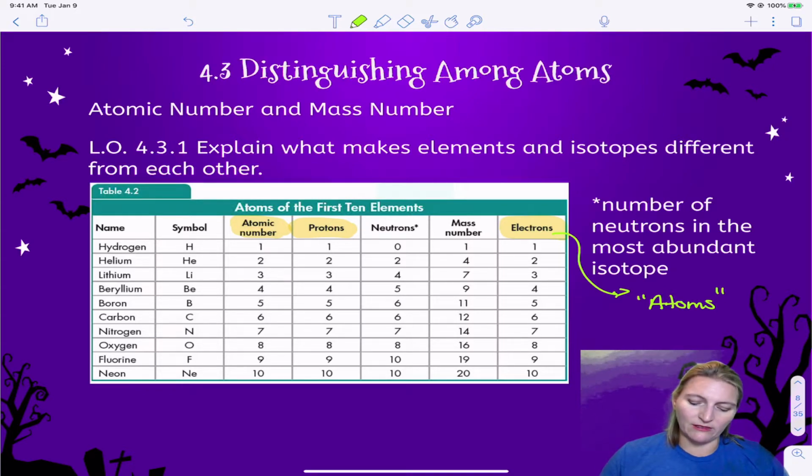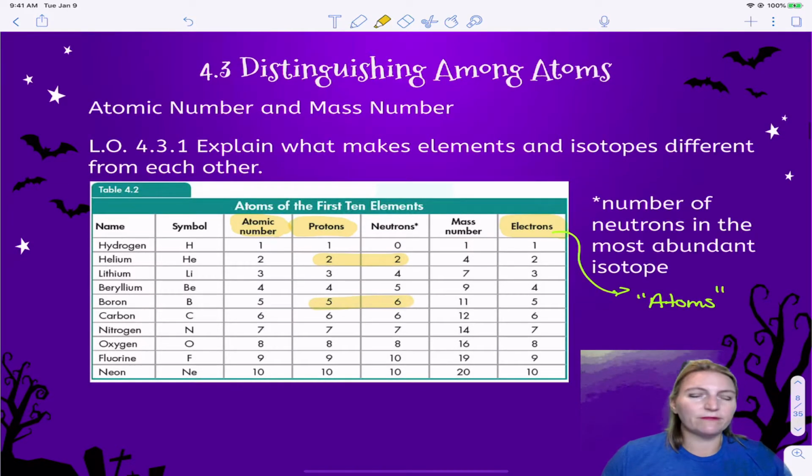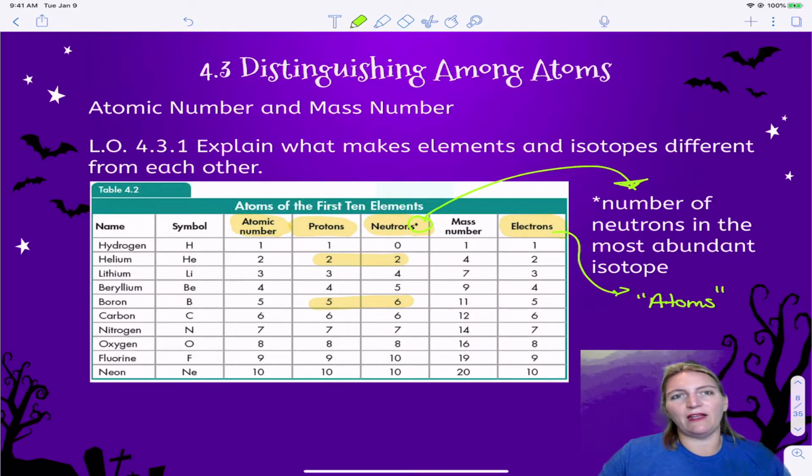The number of neutrons can be the same, or they can be different. Different atoms of the same element can have different numbers of neutrons. We call those isotopes. That's why you'll see neutrons has an asterisk, and the explanation over there is that these are the number of neutrons in the most abundant isotope. So most hydrogen atoms have 0 neutrons, but there are some hydrogen atoms that have 1 neutron. There are even some hydrogen atoms that have 2 neutrons. So the number of neutrons is going to vary.